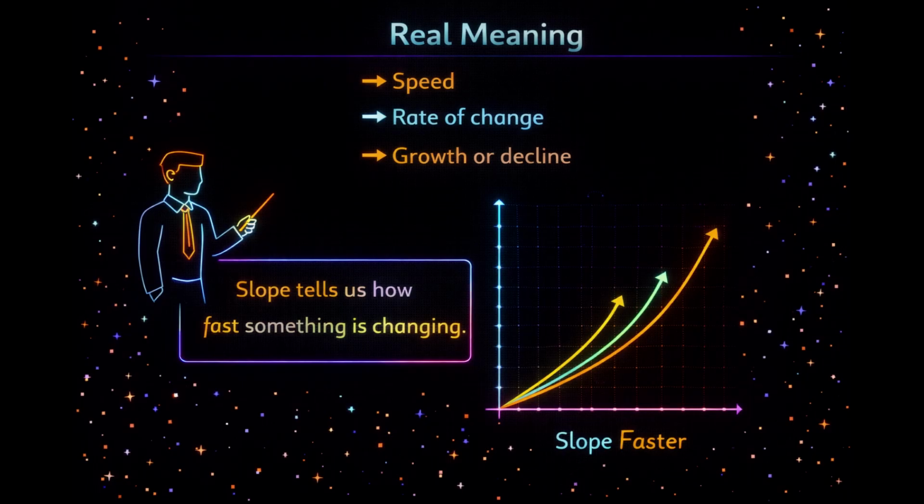Let's see the real meaning of slope. Slope represents speed, or rate of change, or growth or decline. Slope tells us how fast something is changing.